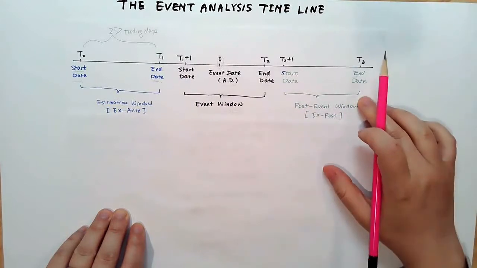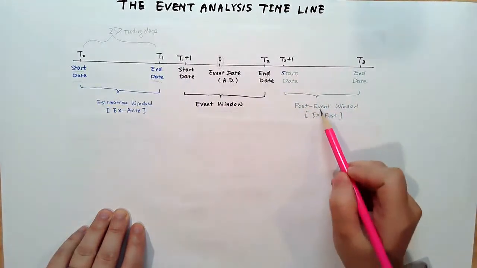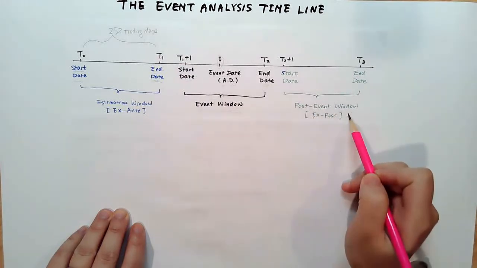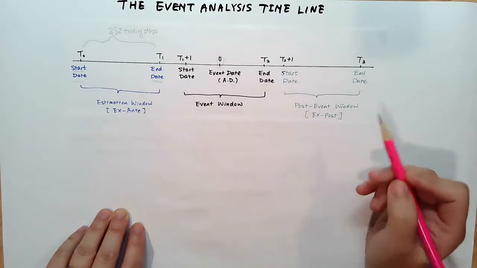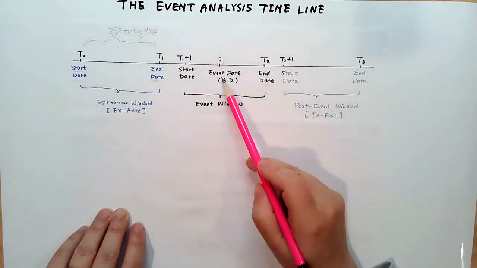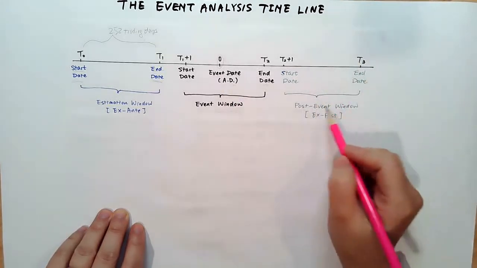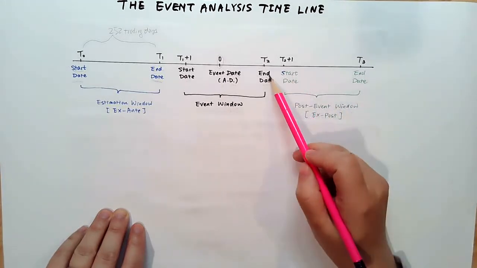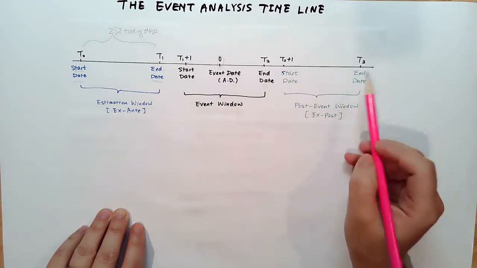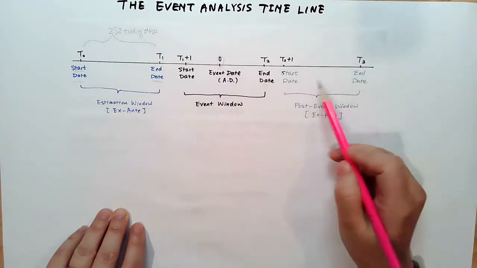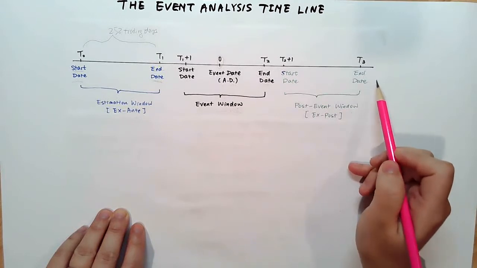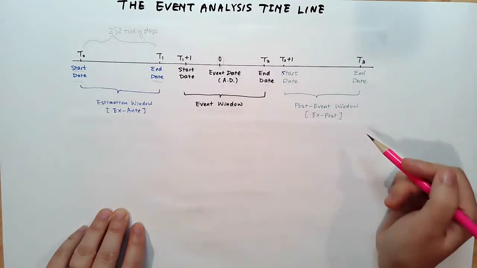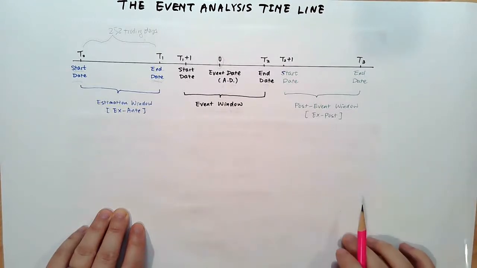The third time window for event analysis is called a post-event window. And this time window is usually used to explore what is the long-term impact of this particular announcement. This time window usually starts 1 day after the end of the event window and could last a few months or even a few years after the starting point of the post-event window, depending on how long the long-term impact you want to evaluate.